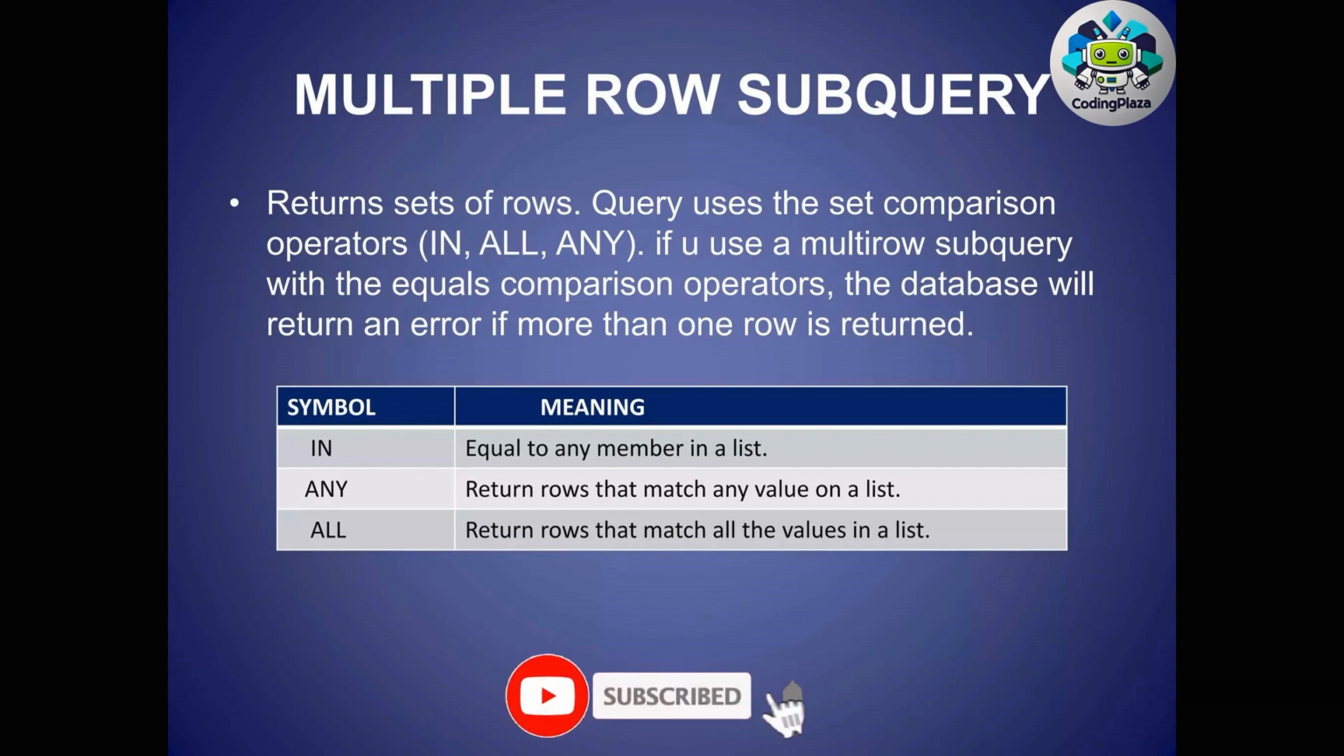To overcome that, Oracle SQL has some inbuilt operators: IN, ANY and ALL. Down here we have explained that IN means equal to any member in a list. ANY means it tells rows that match any value in the list. A list means nothing but one or more values from a single column. ALL means it returns rows that match all the values in the list.